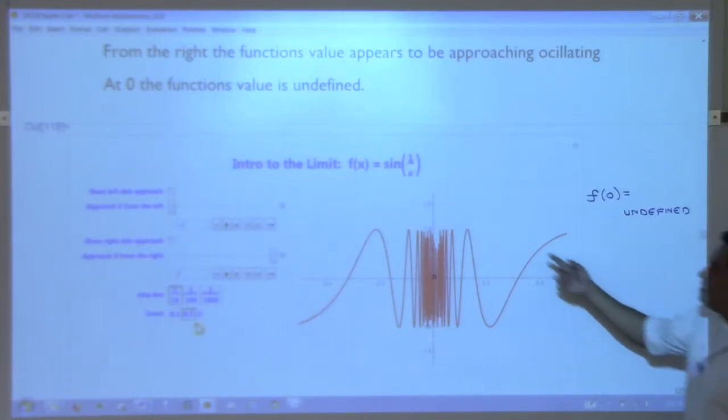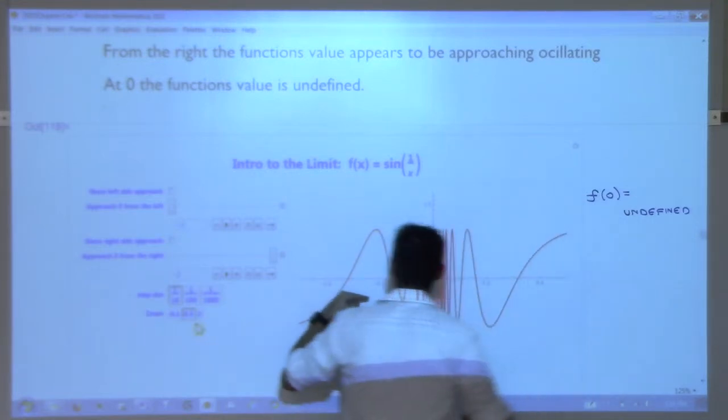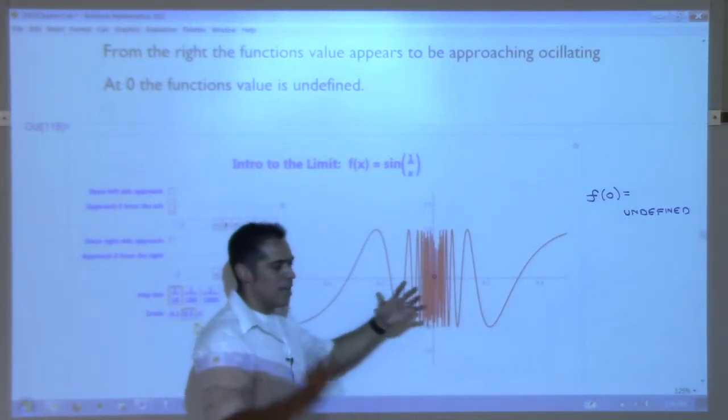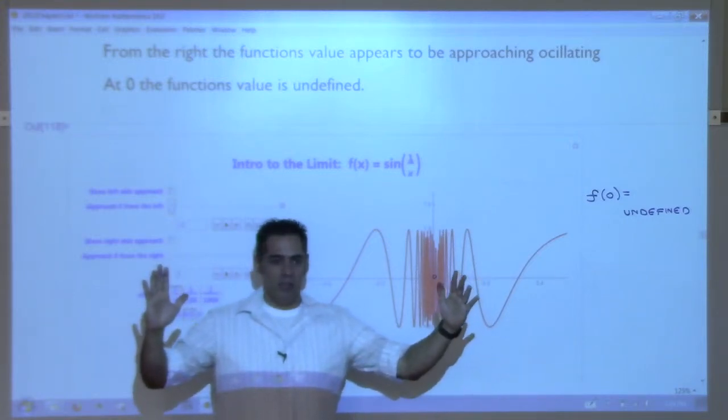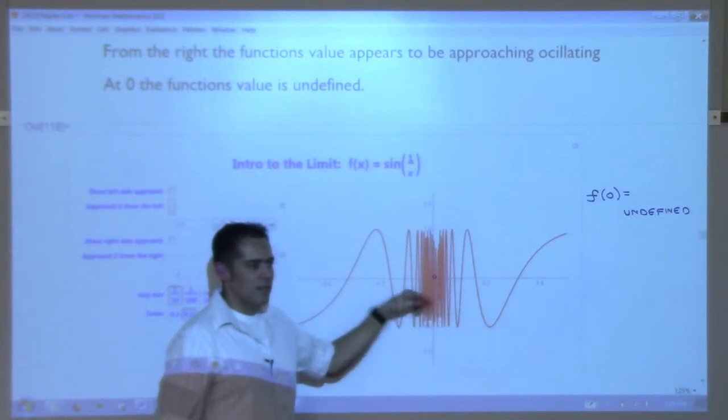But it doesn't matter because this function becomes infinite. What you're basically doing with this function is taking the entire sine function and trying to cram it into a smaller and smaller space. And you start to get this craziness.